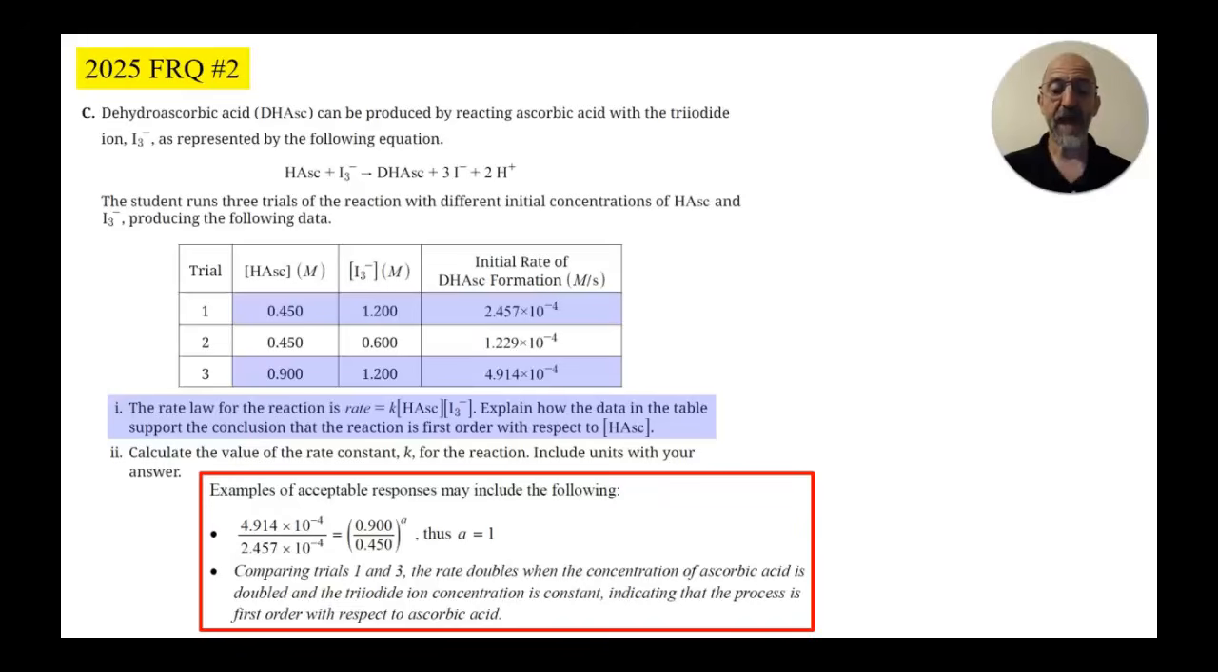so it's first order. And then in words, comparing trials 1 and 3, so be specific, the rate doubles when the concentration of ascorbic acid is doubled and the triiodide ion concentration is constant, indicating that the process is first order with respect to ascorbic acid. So be more complete and use specific information from a data table if you are given a data table. Let's go ahead and take a look at our next free response question.